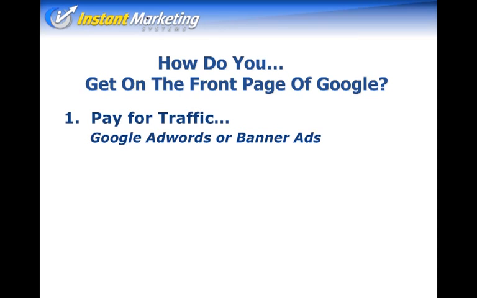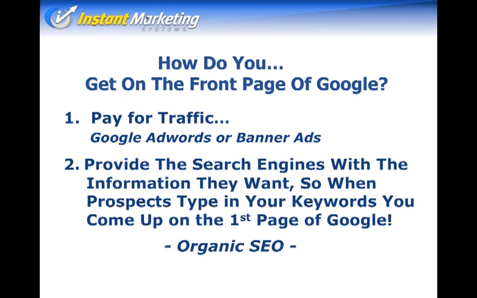Well, you can pay for traffic. You can buy Google AdWords or banner AdWords. This is called pay-per-click traffic, and you can spend hundreds or thousands of dollars every single month buying traffic to your website. Those are in the paid section, which is at the very top of Google, and you'll notice it's a slightly different color. Google tells us that less than 15% of the people actually go to the Google AdWords or the banner ads. Over 85% of the people go to the organic SEO search.